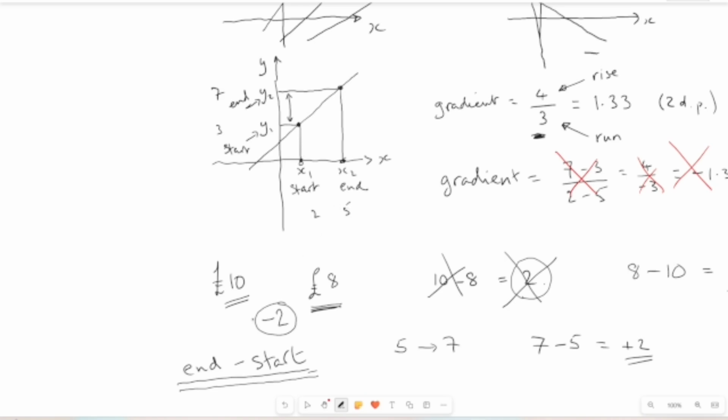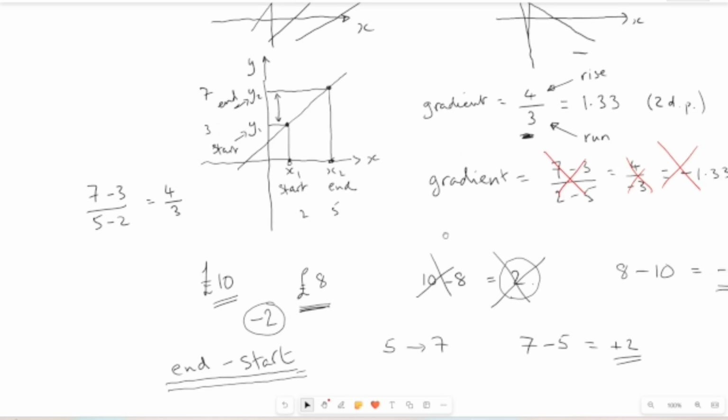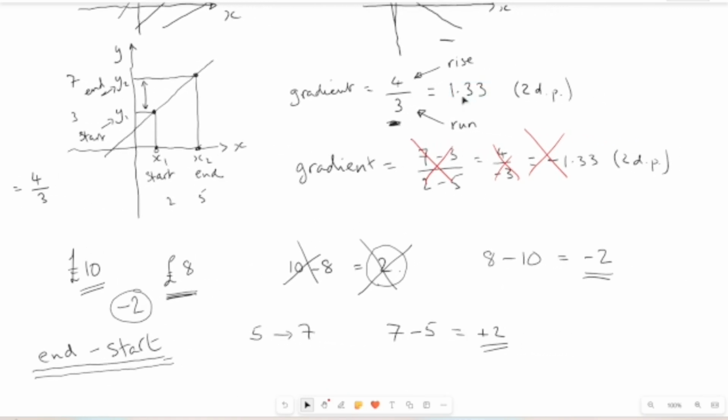So in this case, we're going to do end minus start for x. End was 5, start was 2, 5 minus 2, corresponding values of y, the end was 7, and the start was 3. And that's going to give us 4/3, both positive in this case, and that gave us the result we had over here at 1.33.